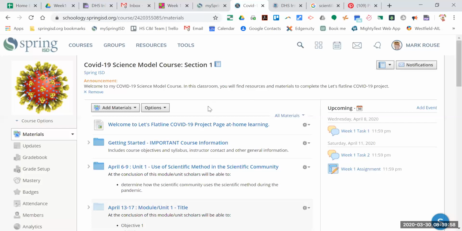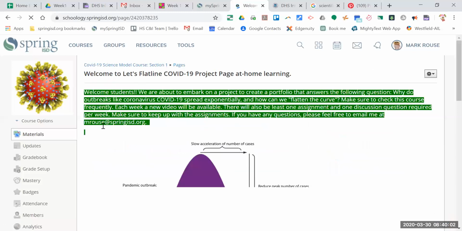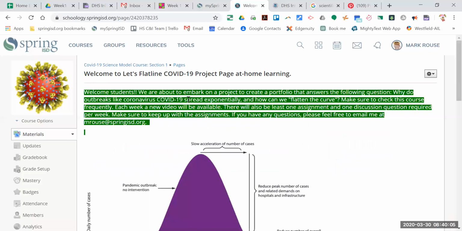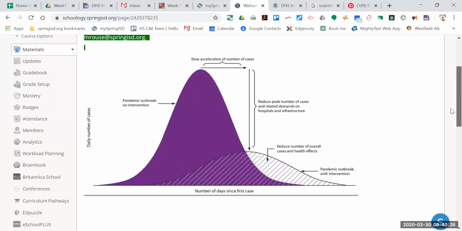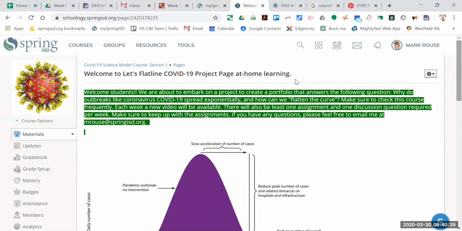So just to start off, a little bit about what we're looking at. When you come to the Schoology course, we're going to embark on answering this question. And you're going to do that by building a portfolio. So why do outbreaks like coronavirus, COVID-19 spread exponentially, and how can we flatten the curve? That's kind of what you're going to be looking at as we work through this course. And we have a graphic right here for you that you can look at, and that's kind of the graphic that everything will be tied back to.